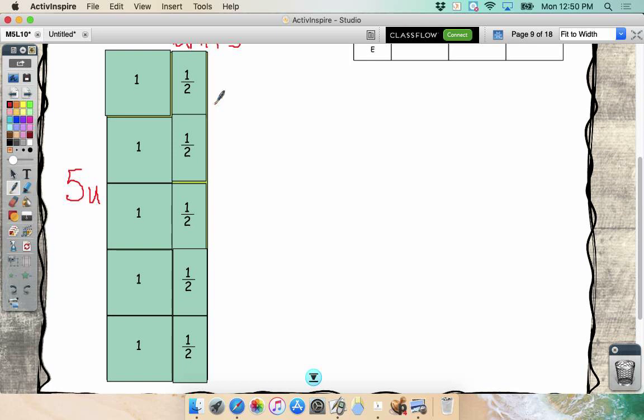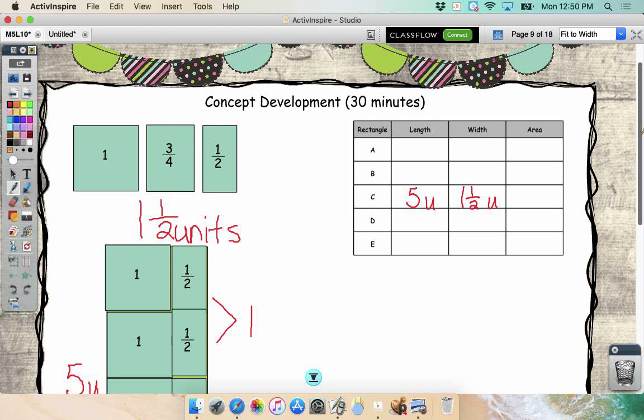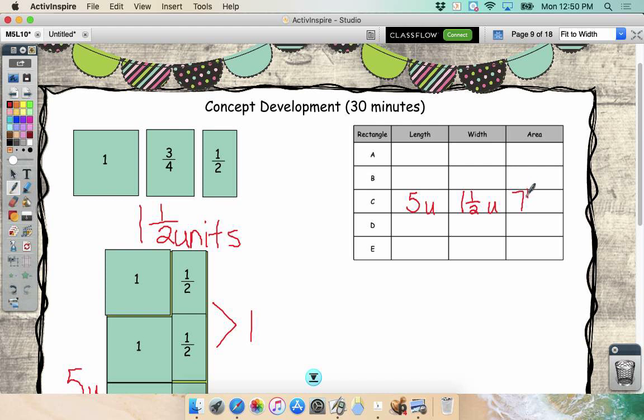Okay, so if this is one whole, and this is one whole, 1, 2, 3, 4, 1, 2, 3, 4, 5, 6, 7 and a half. 7.5 square units. So it's the same answer, isn't it? Totally different shape though, square unit. All right, so now we're going to draw this.